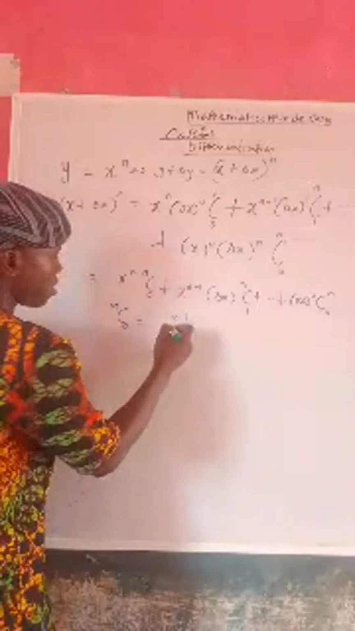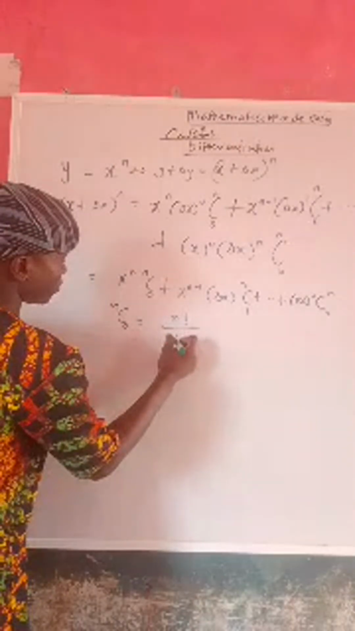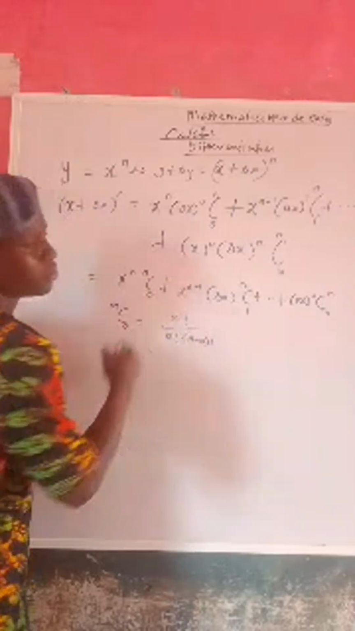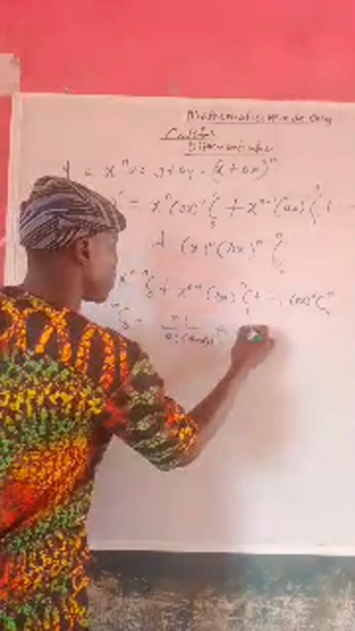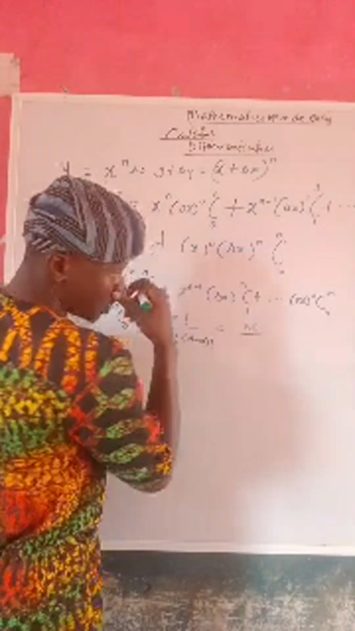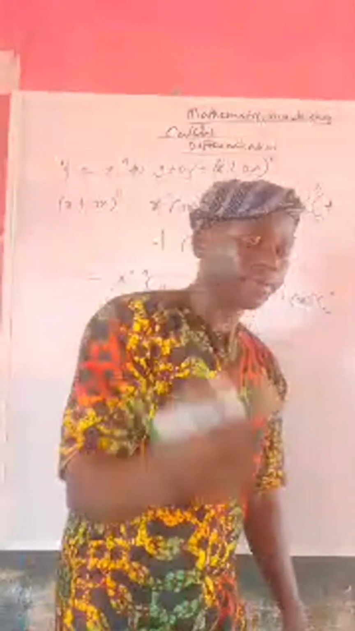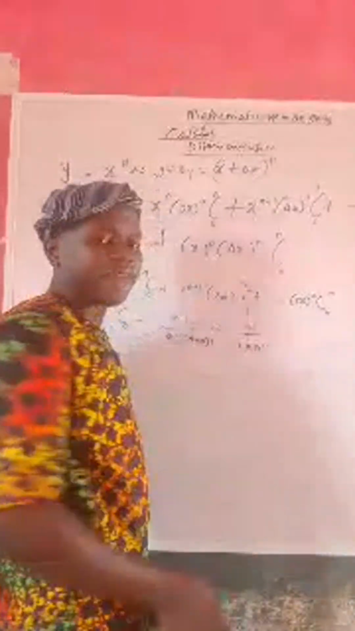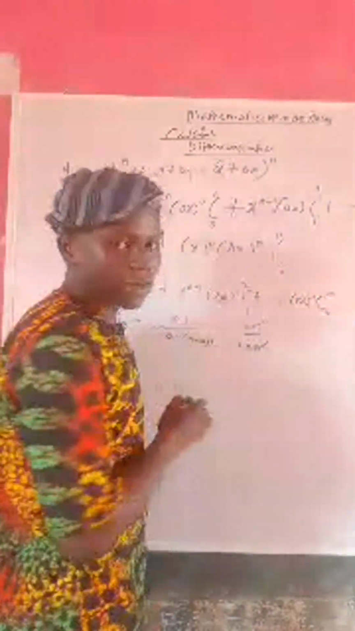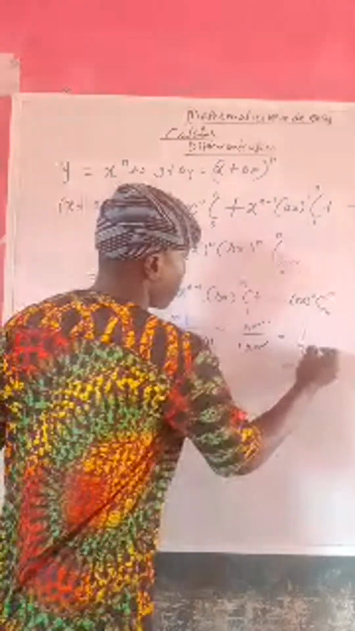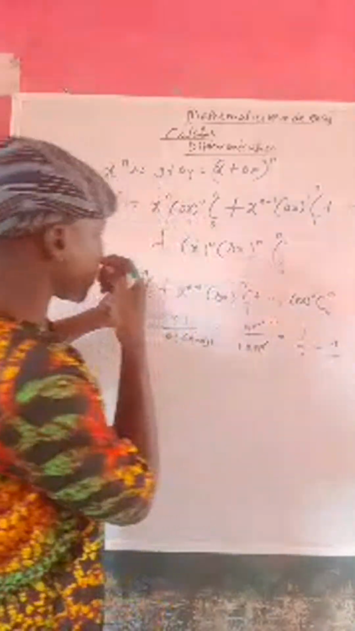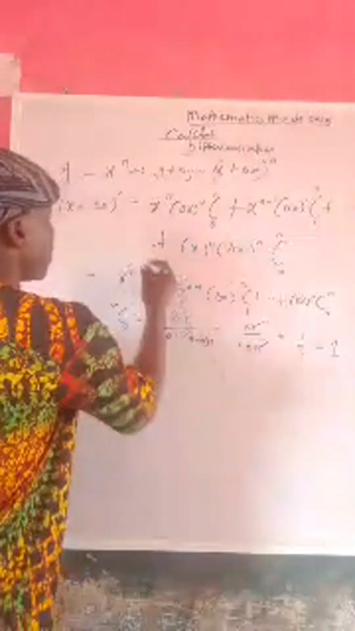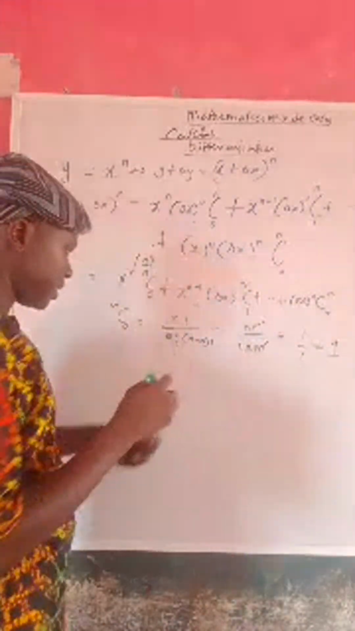N factorial over 0 factorial, then into bracket n minus 0 factorial. So this will be equal to n factorial over, 0 factorial is what? 1. So we have 1 multiplied by n minus 0 is n. So we have n factorial. So n factorial we cancel out n factorial. So we have 1 over 1, which is equal to 1. So that shows that n combination 0 is 1. Let's write it this way.